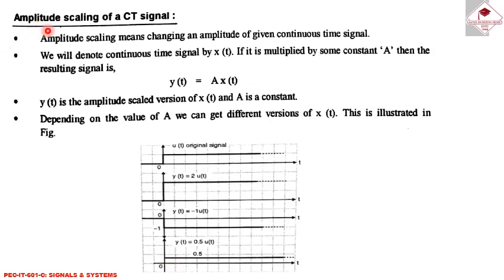So, the amplitude scaling of a continuous time signal. One signal is given to you. Suppose u(t) is my original signal, and if I am going to do amplitude scaling, y(t) is equal to 2 into u(t), so that means 2 is multiplied by u(t), so the signal amplitude is going to increase. Now if I multiply it by minus 1, its value is going to be decreased. Now if I multiply it by 0.5 into u(t), this type of signal we are going to obtain. This is known as amplitude scaling of a continuous time signal.